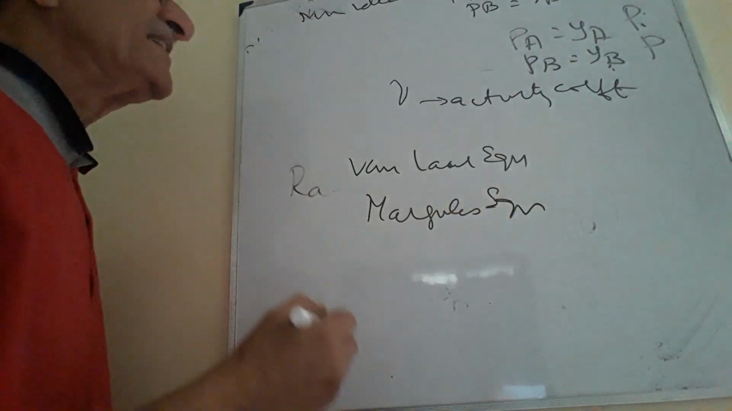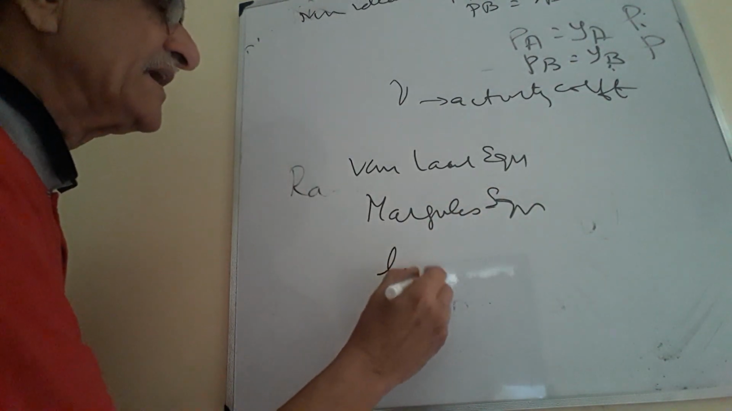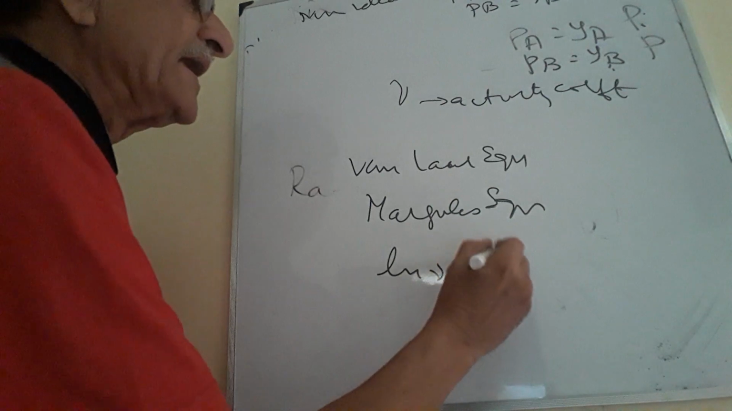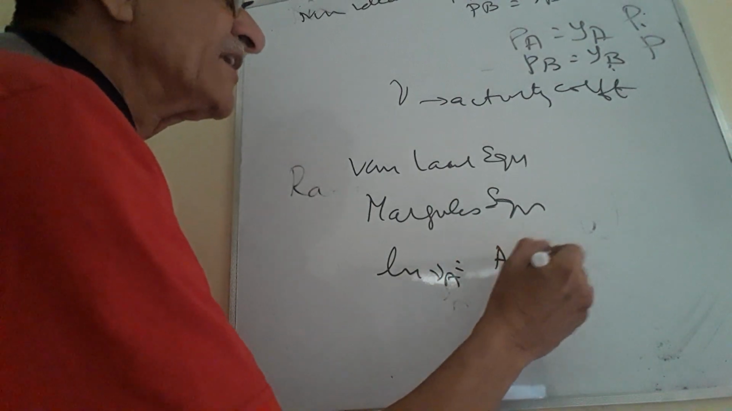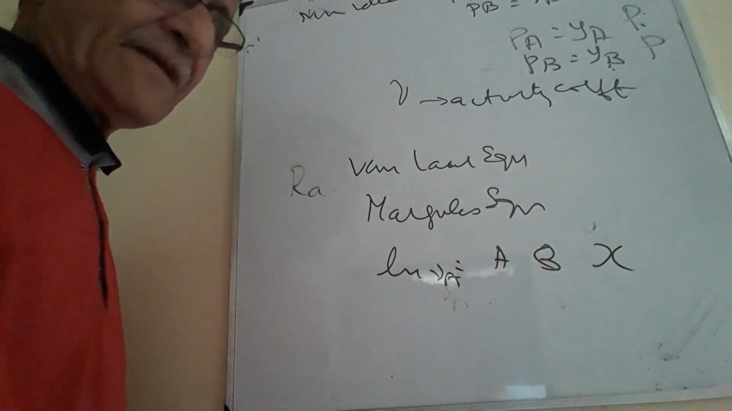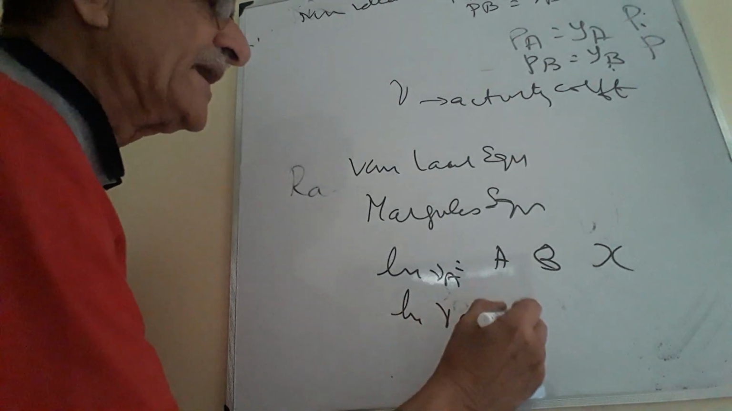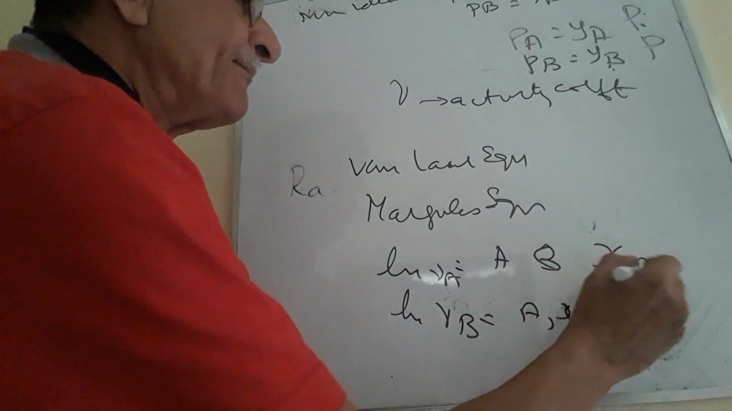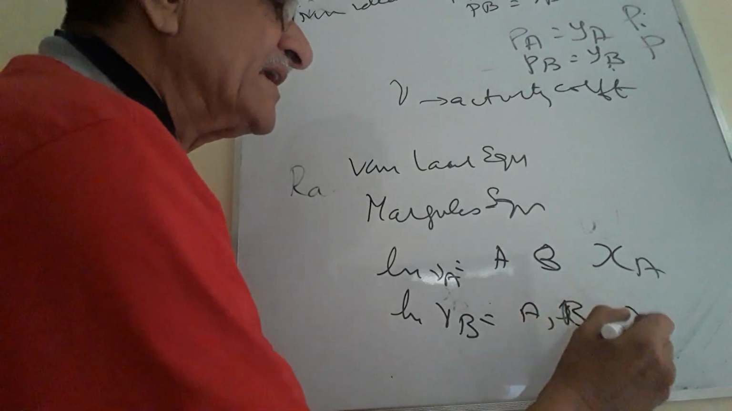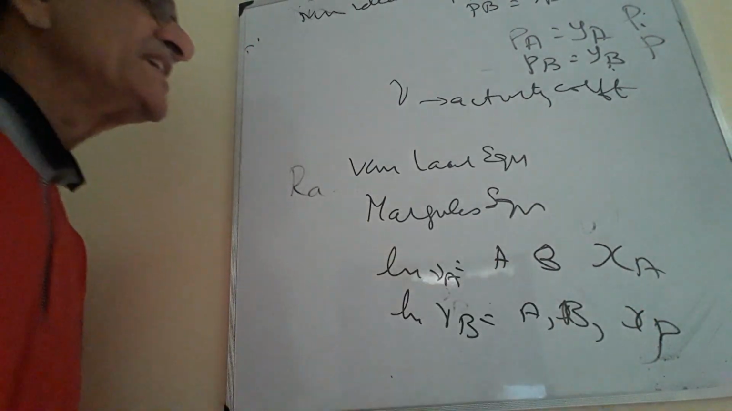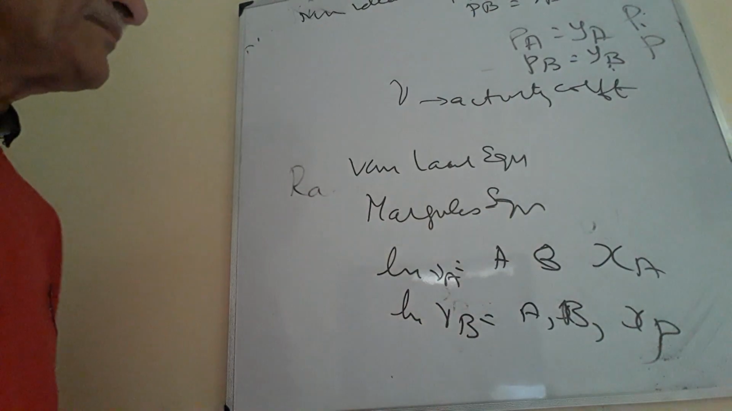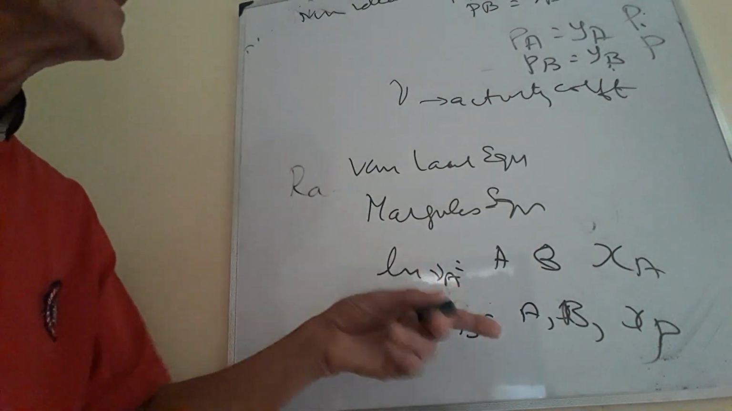These equations relate log gamma A as some function of A, B and composition XA. Similarly, log gamma B is a function of A, B and XB. These equations are available in literature. Once you know the constants A, B and C, you can calculate log gamma A and gamma B. So you can use that gamma A and gamma B.